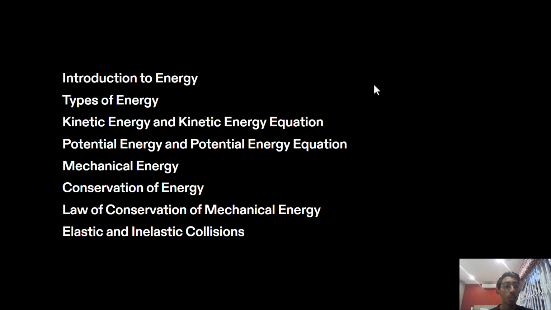We'll have an introduction to energy followed by the types of energy that you can get. We'll then dive specifically into kinetic energy and the kinetic energy equation, potential energy and the potential energy equation, and then mechanical energy, followed by our conservation of energy and then the law of conservation of mechanical energy, and then ending our lesson off with the types of collisions that you can get. So let's begin.